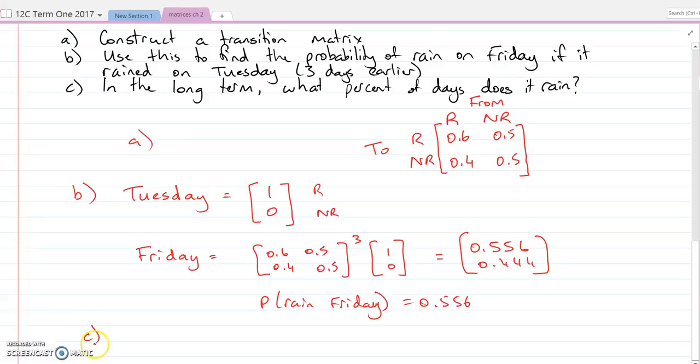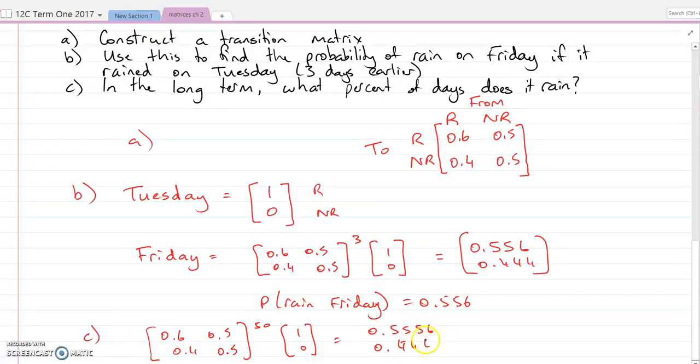Okay, the last question. In the long term, what percent of days does it rain? In that first example, we did it all mathematically. I'm just going to do what they've done in the book. And they've just put a big number in for like the number of days. So, for example, they put 50. So 50 days later, everything should have leveled out, and they get this answer, which is almost exactly the same as the previous answer.